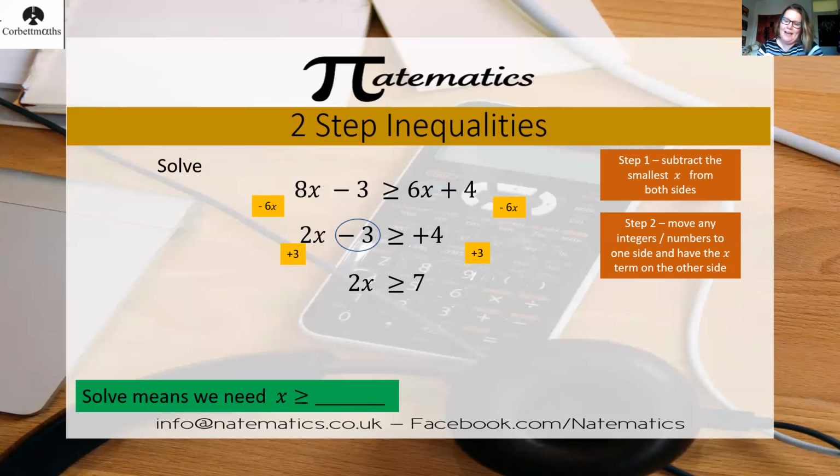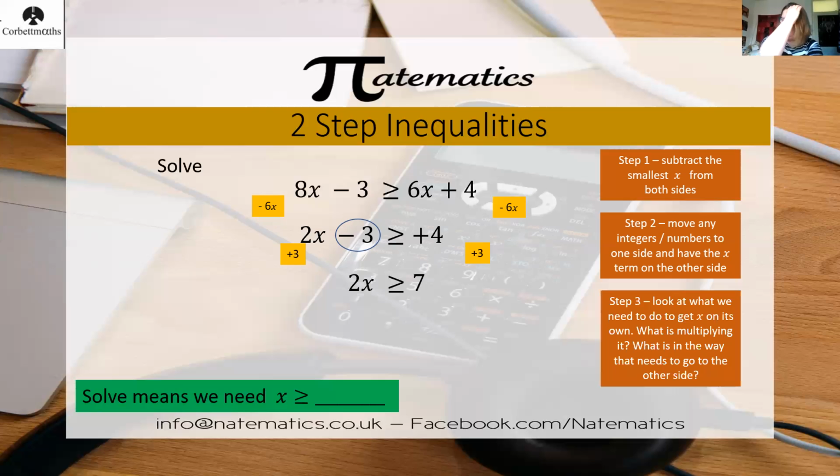So we now end up with 2x is greater than or equal to 7. So 2 lots of this number that we don't know yet, but we're going to find out, is greater than or equal to 7. So this is kind of like that last stage. We want to get x on its own. So how are we going to get x on its own? Well, at the minute, there's this 2 clinging to it, best friends, wants to stay there right till the end. But unfortunately, it's going to have to go now.